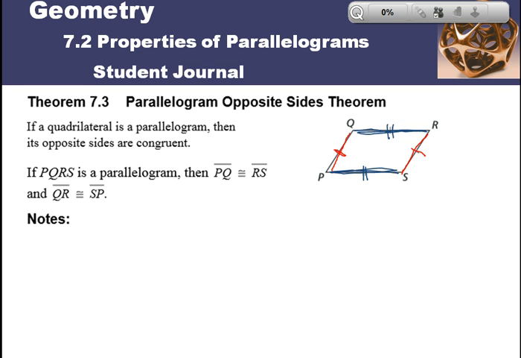Let's say that we knew that PQ was 15. So if PQ is 15, let's mark that over here. I want you to find RS. So if PQ is 15, what is RS going to be? Well, opposite sides are equal, so RS is going to have to be 15. So RS would equal 15 also.